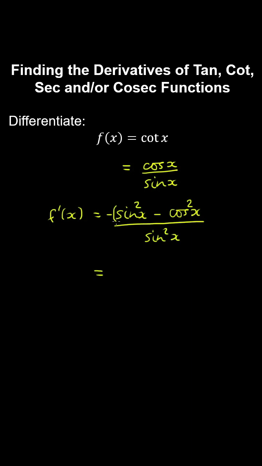So we can write this as minus sine squared x plus cosine squared x, which gives minus 1 in the numerator using the trig identity. And therefore the derivative of the cotangent of x is minus cosec x squared.